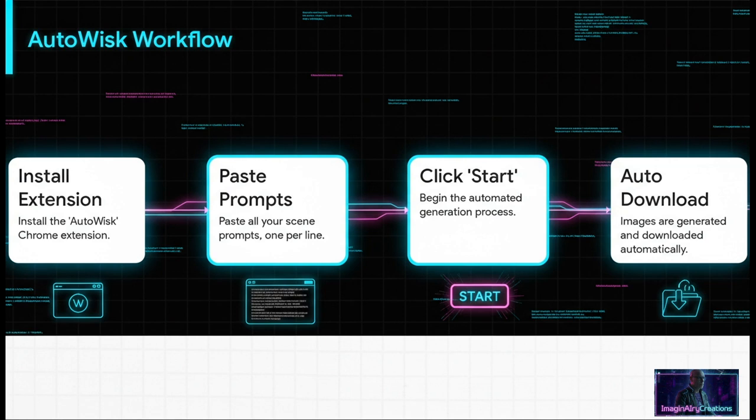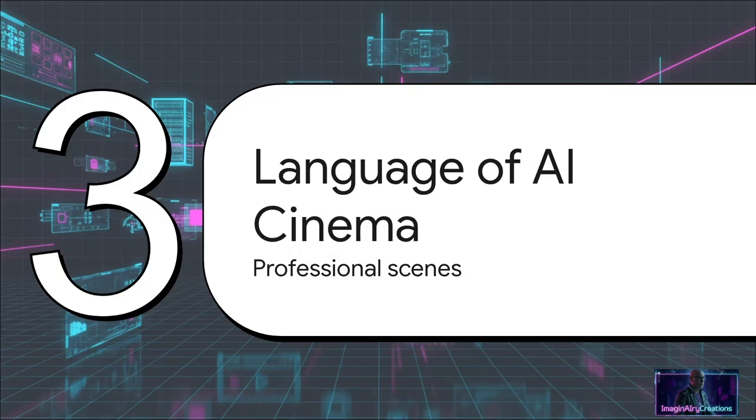It's completely hands-free. So generating a ton of images at scale is one thing, but making them actually look cinematic, that's a whole other ballgame. Now that we've solved the quantity problem, let's tackle quality. It's time to stop being just a user and start being a director. And you do that by learning the specific language the AI actually understands.